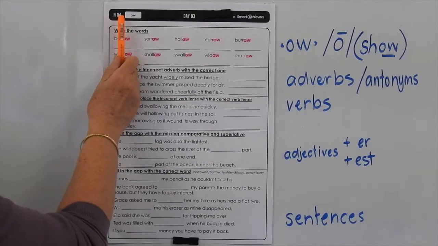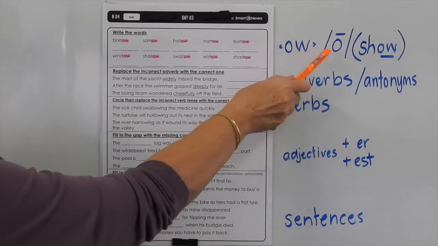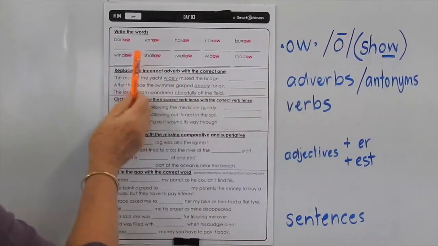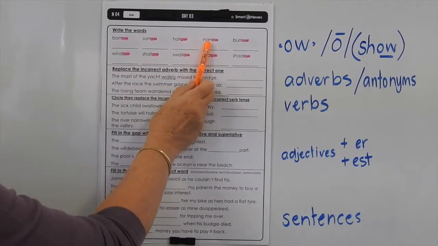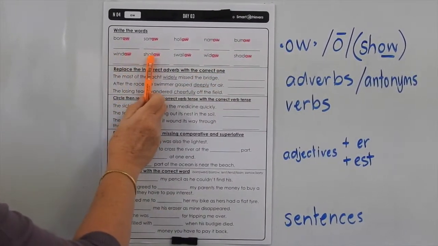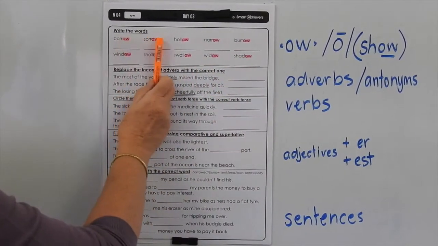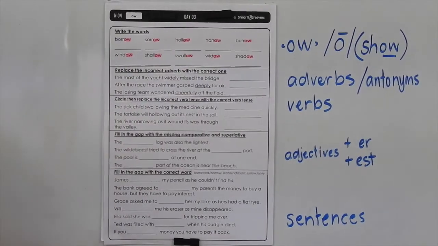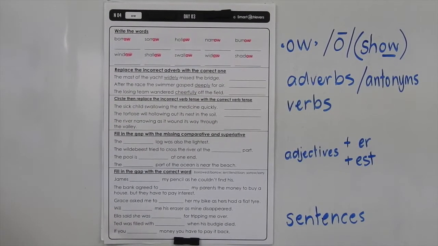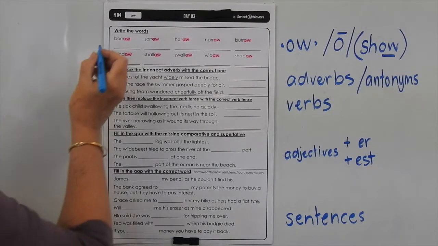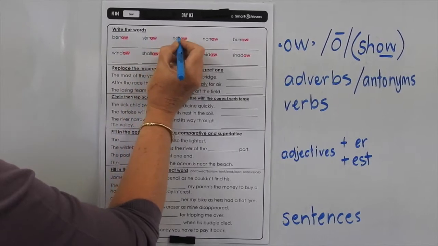Level in list for day 3, and we're looking at the OW making the long O sound as in show. So we've got borrow, sorrow, hollow, narrow, burrow, window, shallow, swallow, widow, shadow. So could you highlight the OW at the end of all of those words? We're going to go through and have a look at some other things that we can see happening in these words. So borrow, we've got a short vowel sound. Sorrow, we've got a short vowel sound.